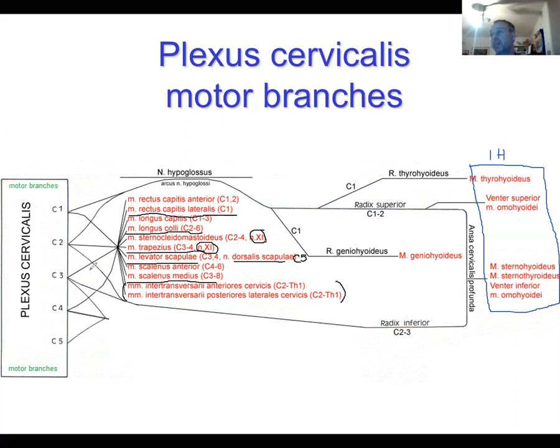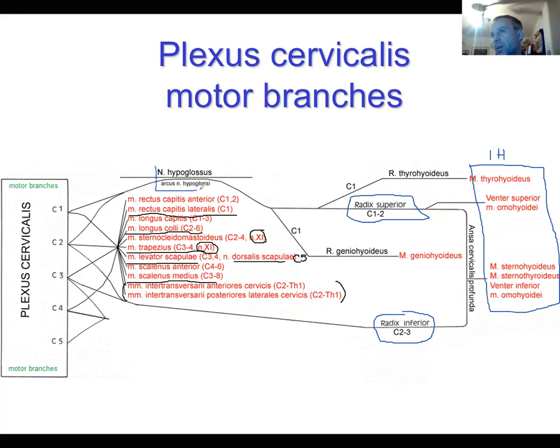They are innervated by one of the loops of the cervical plexus, which we call the deep cervical ansa, ansa cervicalis profunda. It is formed by the inferior root, C2 to C3, and the superior root. So this would be only one of the loops of the cervical plexus, but the superior root, as you can see, runs together with the hypoglossal nerve.